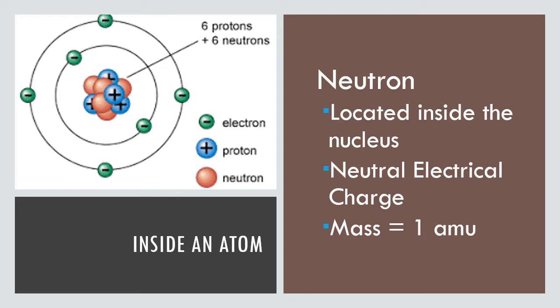Neutrons are located inside the nucleus as well, and they have a neutral electrical charge. And so when we talk about this word neutral, essentially what we mean is it doesn't have an electrical charge. It's not positive, it's not negative. Now its mass is also 1 AMU, atomic mass unit.